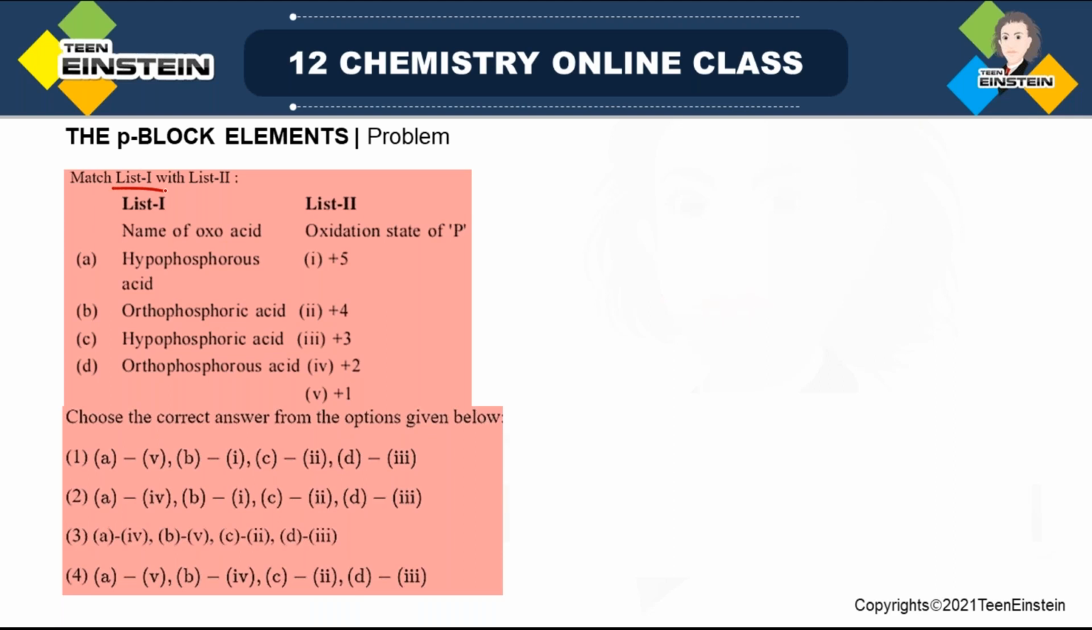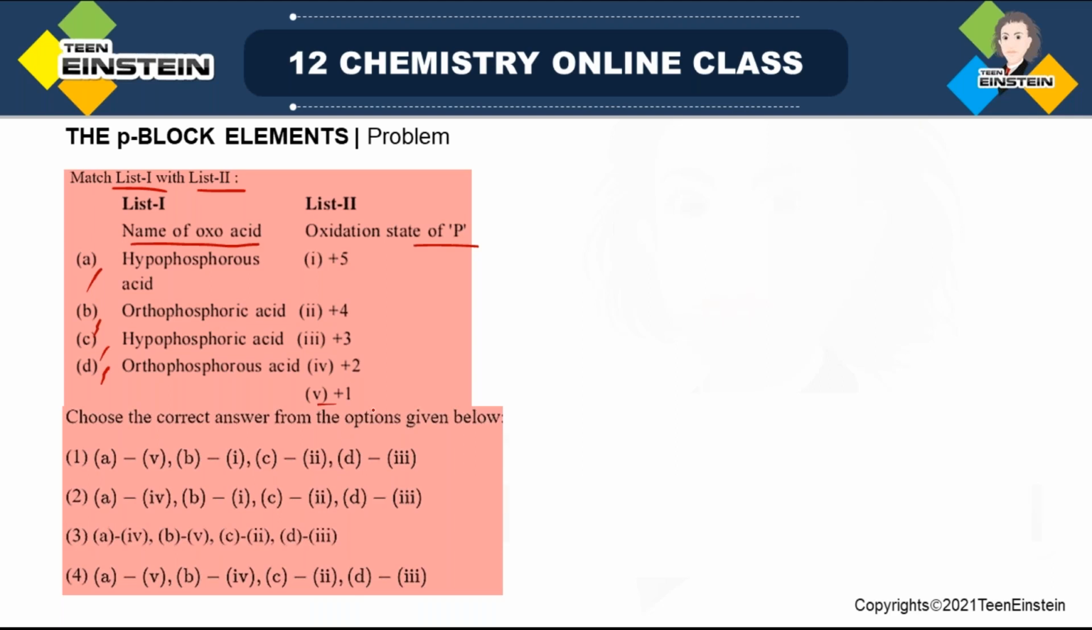There are 2 lists, list 1 and list 2. In list 1, what we have is the name of the oxoacid. In list 2, we have the oxidation state of phosphorus. So we have to match them, and accordingly choose the correct option. Now see, here we have a total of 4 oxoacids, but in list 2 you have a total of 5 oxidation states. That is, 1 oxidation state is extra.